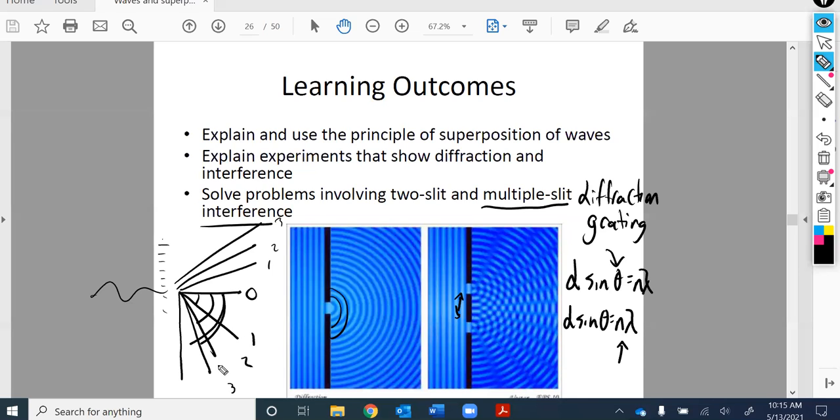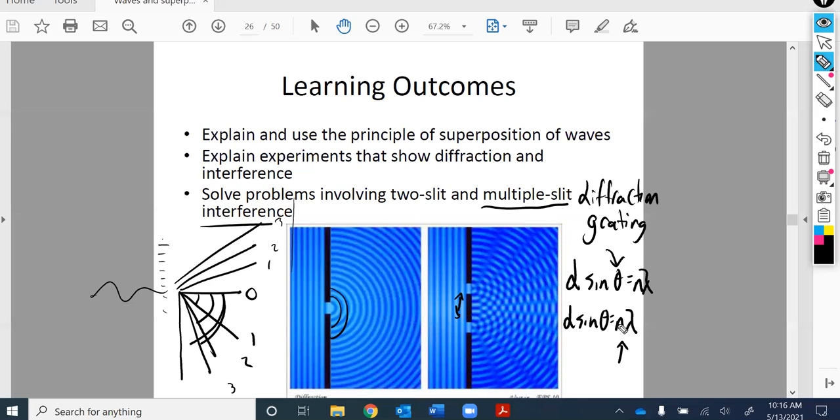We get some number that would either be 3 point something, and we say we can't have a point of an order, so we round it to 3. If it was 2 point anything, you have to round it down to 2. If you don't have the third order, it's not going to be a bright spot. You always have to round down to the nearest whole number. But then the answer to the question, how many bright spots would you see if you had a screen that collected them all, would actually be 7, right? You'd see 3 on this side, 3 on this side, plus the zero order.